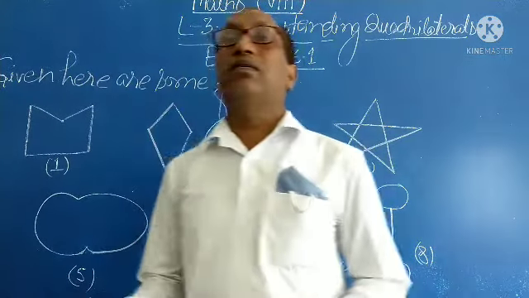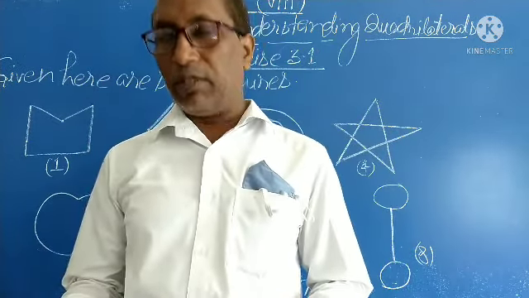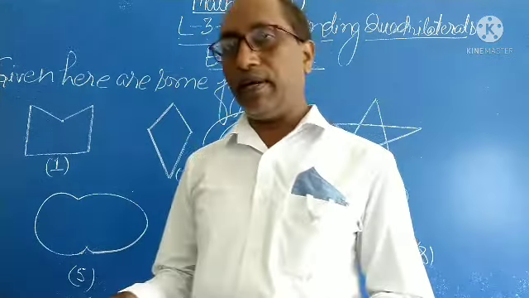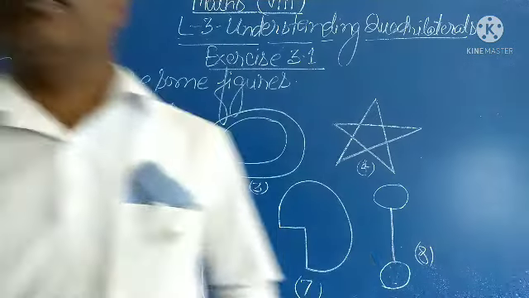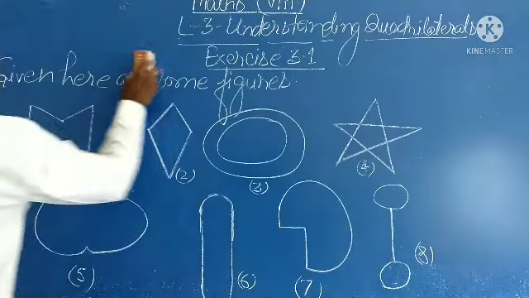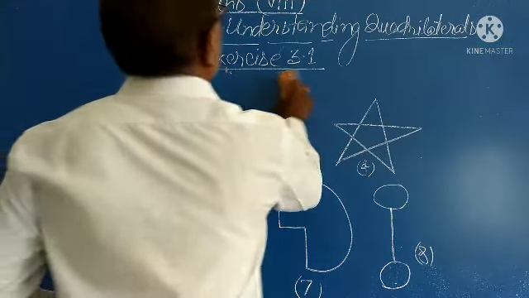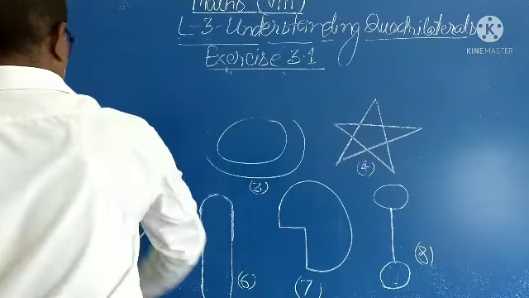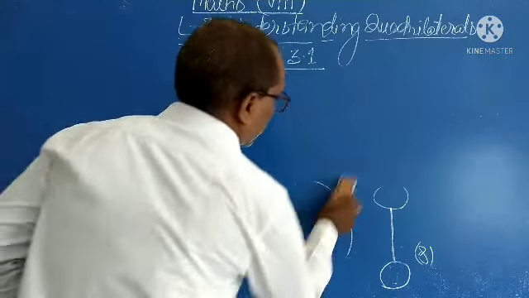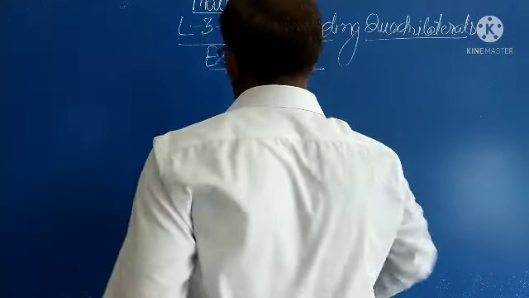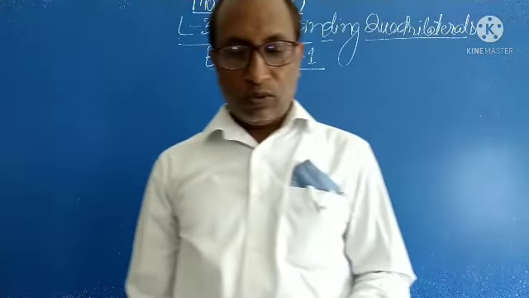Then you find out how many diagonals each of the following has. This means you find out the number of diagonals. We have a formula: the number of diagonals of a polygon is equal to n into (n minus 3) upon 2. We use that formula and get the answer of question number 2. Okay? Question number 2.